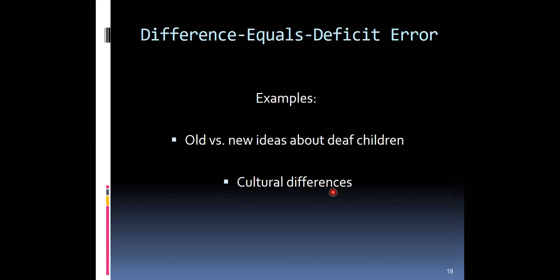Okay, let's then consider the difference versus deficiency error. A lot of times when we look at people who do things differently or who are different, we see them as being deficient. For example, in the old days, what did they think about deaf children? Were they just deaf? No, those children were also assumed to be intellectually deficient, what we used to call mental retardation. Intellectual disability is what we call it today.